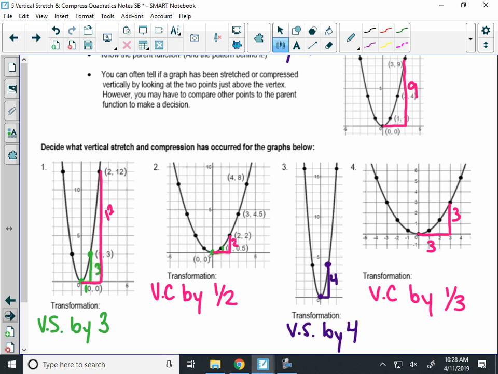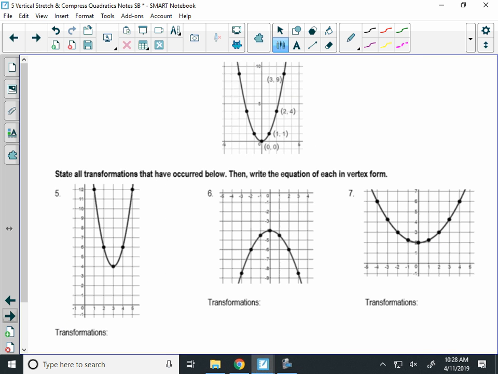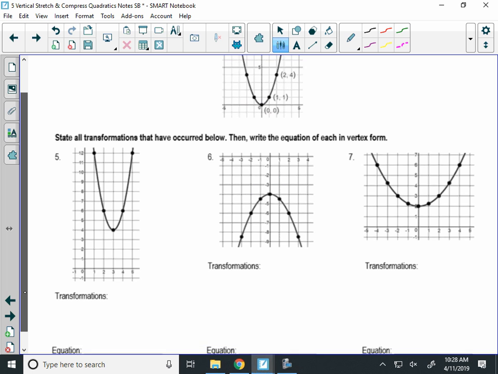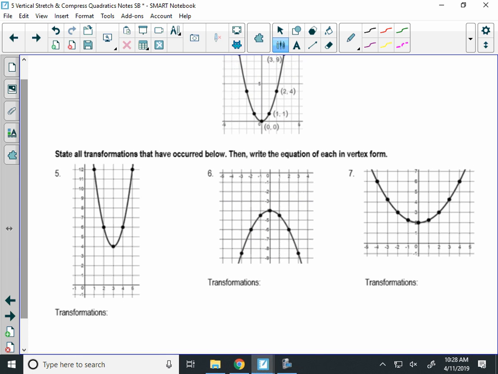All right, last little bit on the notes. Here's your parent function again in case you need it. We're going to state all the transformations that happened to the graph. So there might be more than just vertically stretching and compressing this time. We'll start with the vertical stretch this time. Now from the vertex, I go out 1, up 2. So that means that this graph has a vertical stretch by 2.